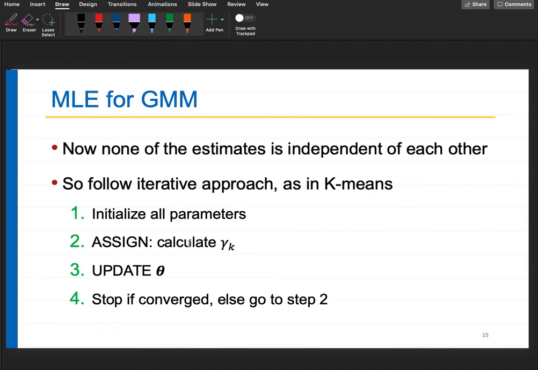So assign, calculate all the gamma k, and then given those assignments, again update your theta. That is the next step, right? And then if you have converged, then you can stop, but if you have not converged, then again reassign, update your each cluster, again assign, again update your each cluster. In this way, you do it iteratively. So very similar to k-means algorithm, just the formulas and the assignments have changed.